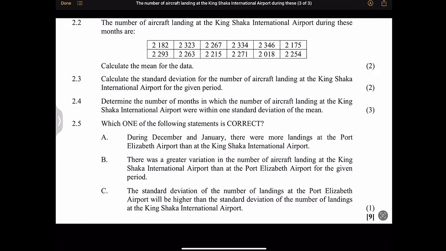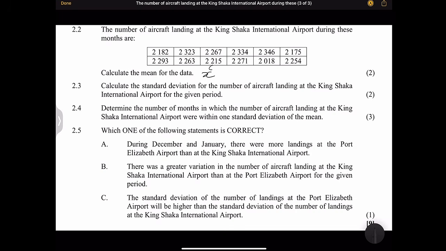They said calculate the mean, so we know that x bar in this case would simply be equal to 2245.08. Please verify that you get that number. And then, of course, for your standard deviation, you get 86.3. Now, they say to you, determine the number of months in which the number of aircraft landing in King Shaka International Airport were within one standard deviation of the mean.